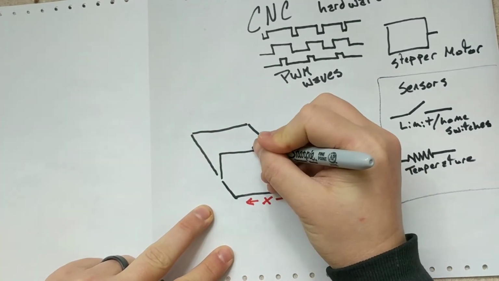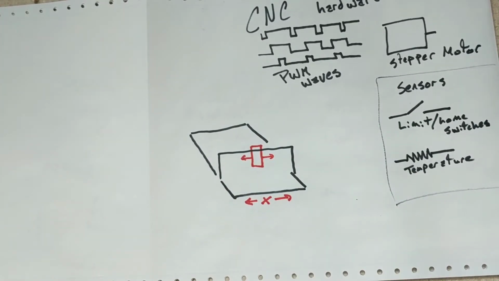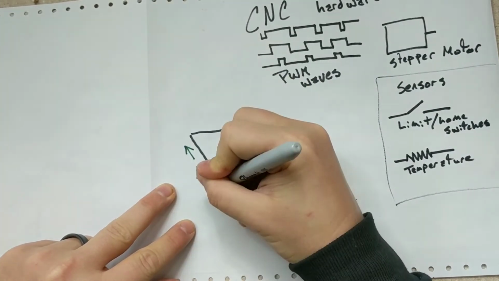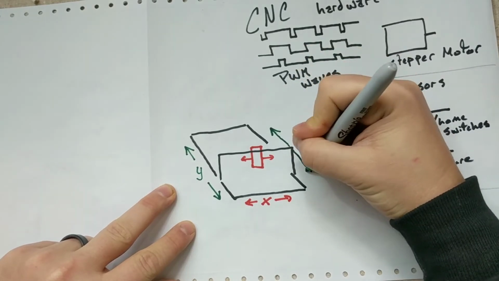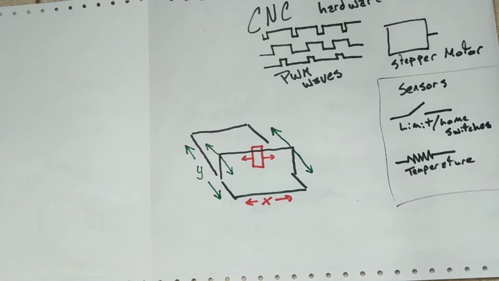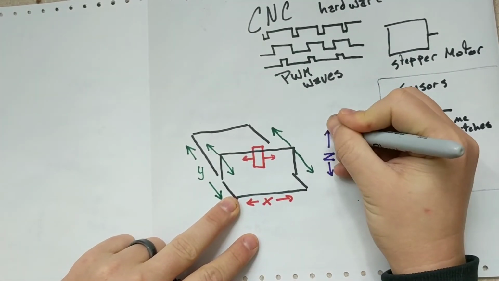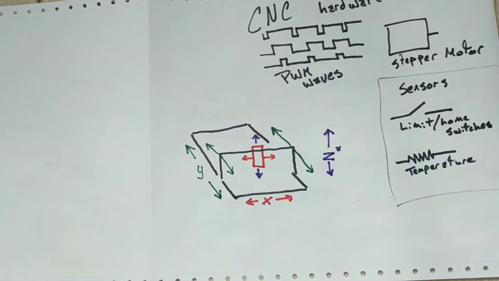There's three axes of freedom. There's the x-axis, which moves the tool head back and forth. There's the y-axis, which moves the entire gantry forward and backwards. And there's the z-axis, which moves the tool head up and down. In my follow-up videos, I'll be going more in depth on how these frames are put together for each of my different machines.